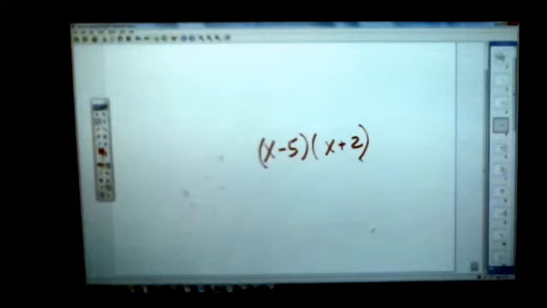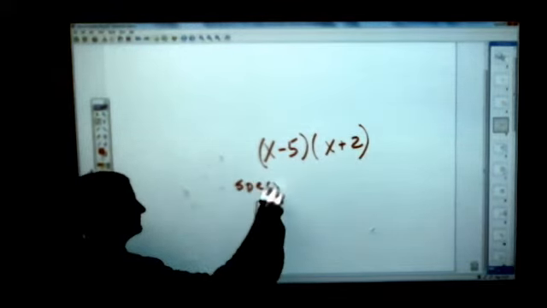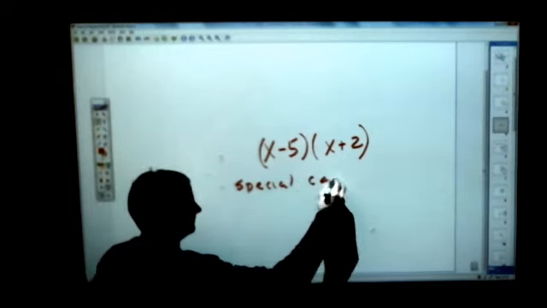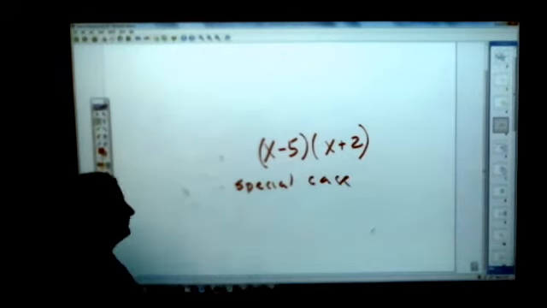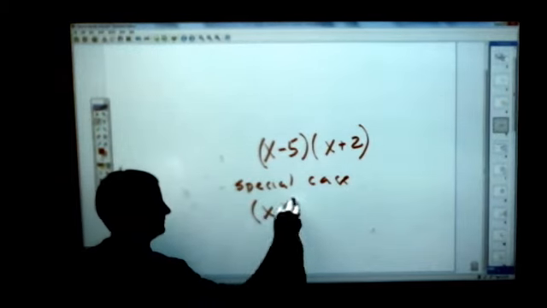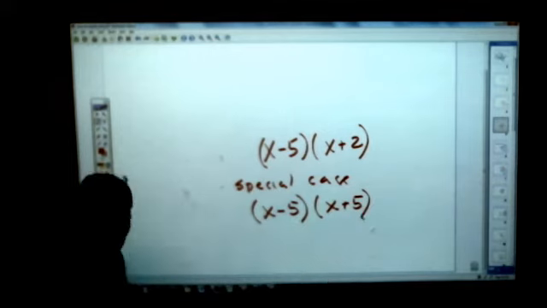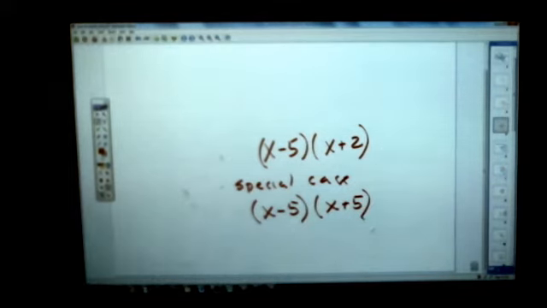Now, let's write this down. Special case. There's only a couple of them. Maybe one we'll go through now. If I have the same exact binomial times the same exact binomial, except one is plus, one is minus, if I multiply those together, something really fun and exciting happens.